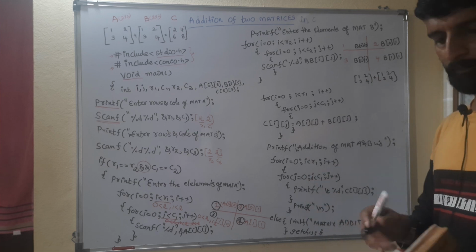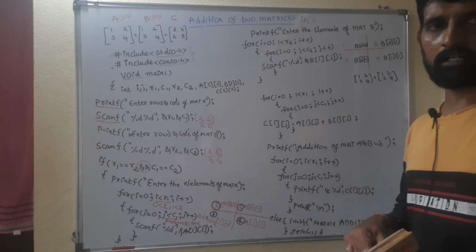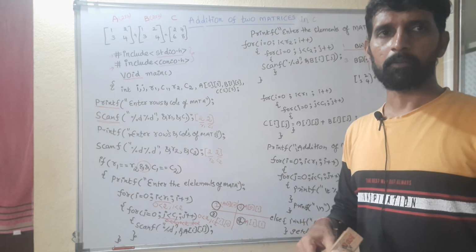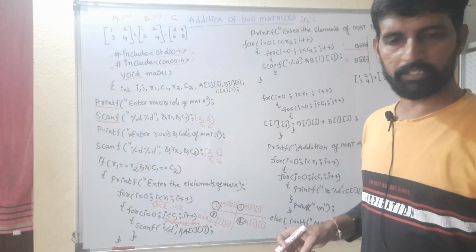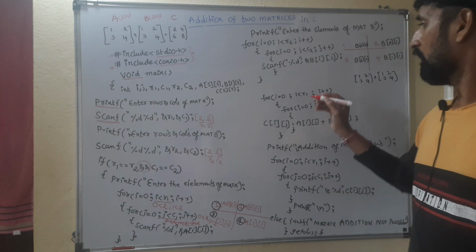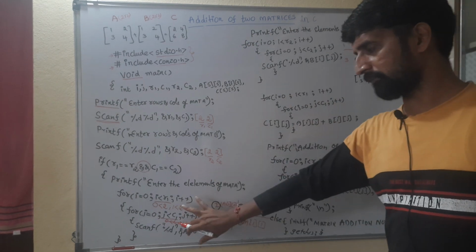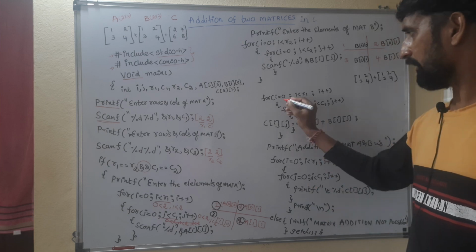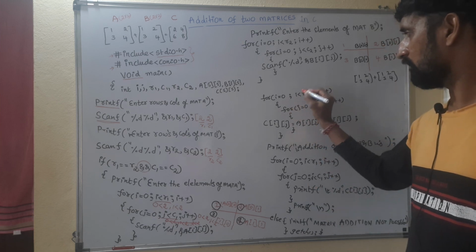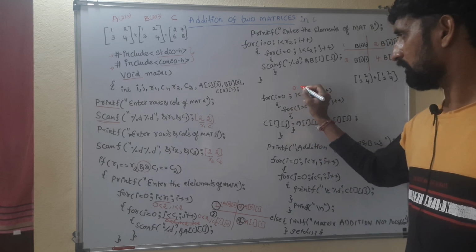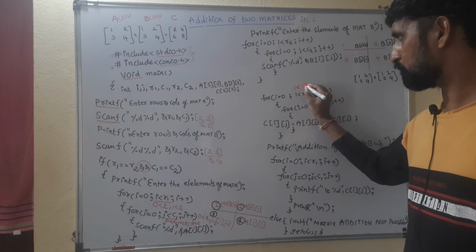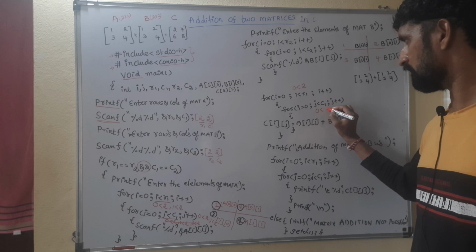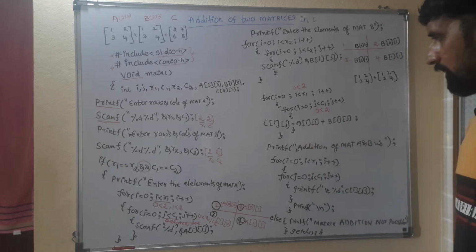Now what is going to happen? We are going to add the two values, first one is A, second one is B. You see, till now we completed matrix A, matrix B. Now we are going to add. So for I is equal to 0, I less than R1. Let us say the value of R1 is 2. Sorry, C1 is 2.